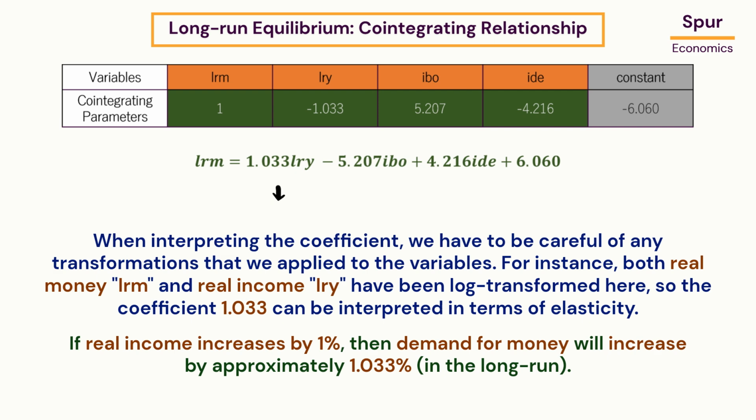When interpreting the coefficient, we have to be careful of any transformations that we applied to the variables. For instance, both real money and real income have been log transformed here, so the coefficient 1.033 can be interpreted in terms of elasticity. If real income increases by 1%, then demand for money will increase by approximately 1.033%.